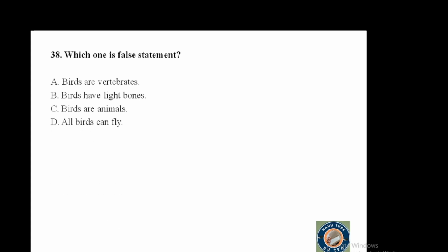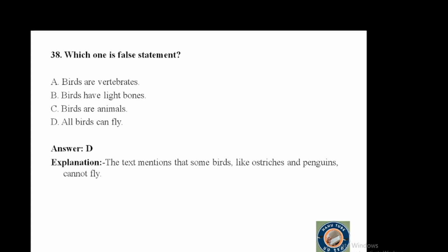Question number 38. Which one is false statement? A. Birds are vertebrates. B. Birds have light bones. C. Birds are mammals. D. All birds can fly. The answer is all birds can fly. The text mentions that some birds, like ostrich and penguins, cannot fly.